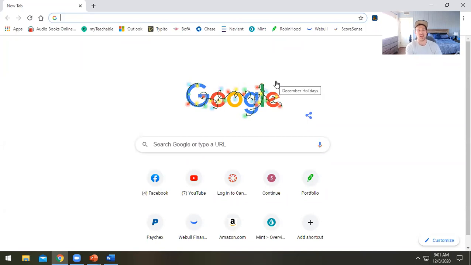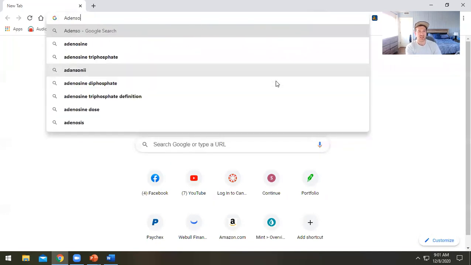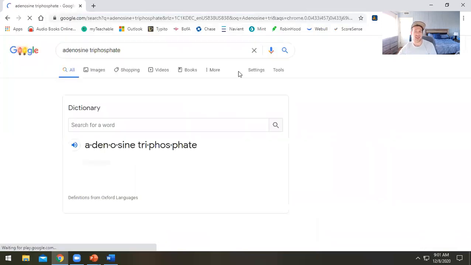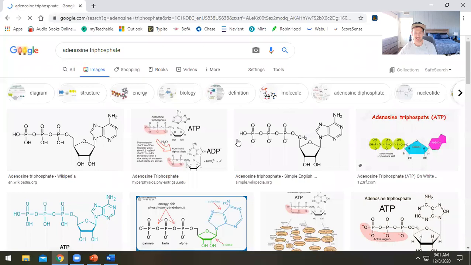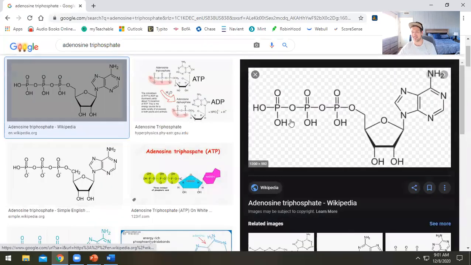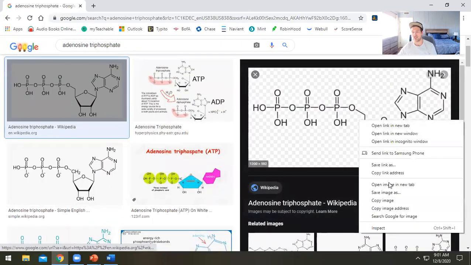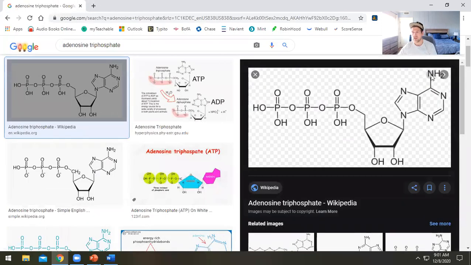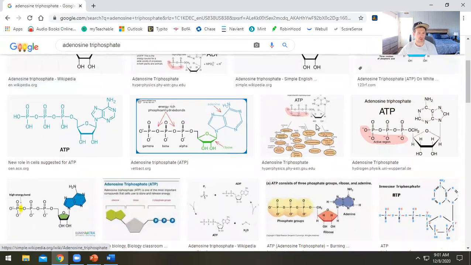But when we look at ATP, it's this compound that looks kind of like this in its chemical form. This is a little molecule of adenosine, and then there are these three what are called phosphates over here. It doesn't look super great in that picture.